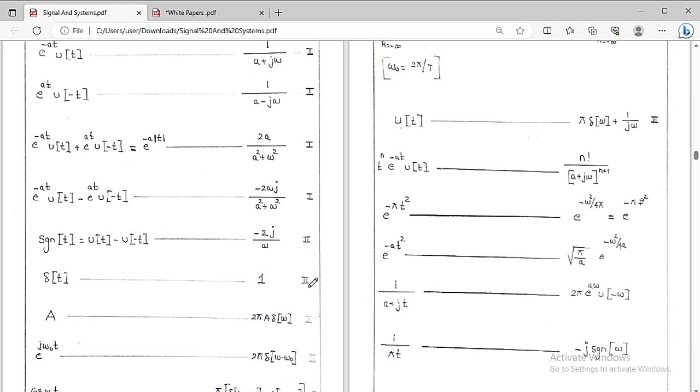So this is what I am trying to tell you. Therefore we can say that for delta of t, the Fourier transform is nothing but 1, because the Laplace transform is also 1. So the Fourier transform is also equal to 1.